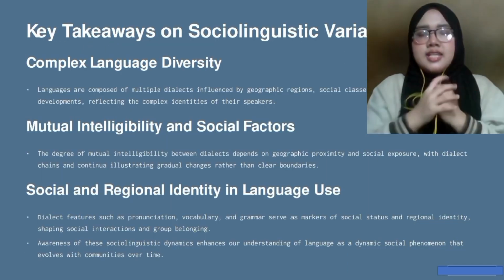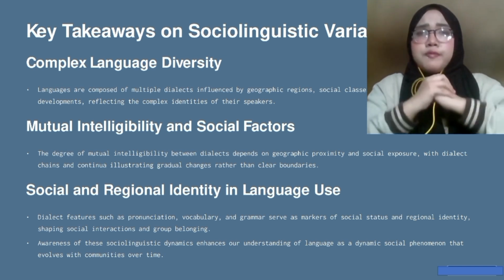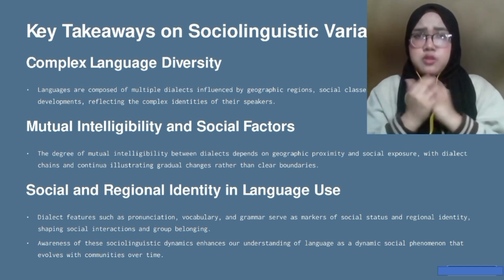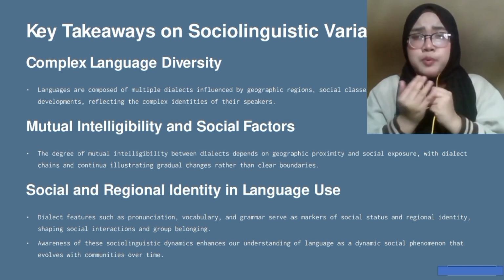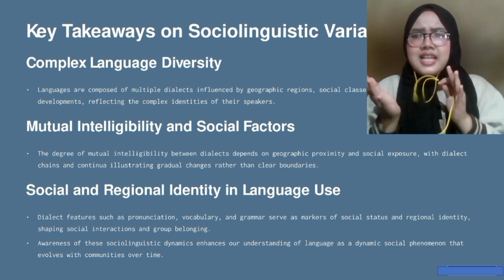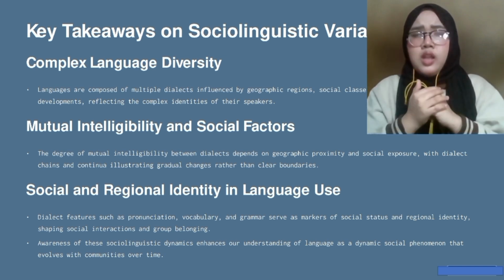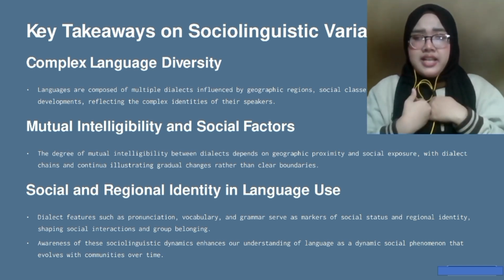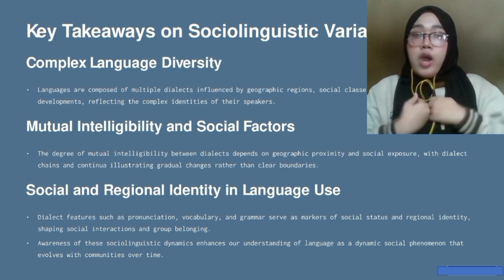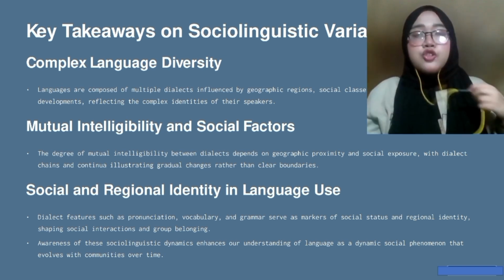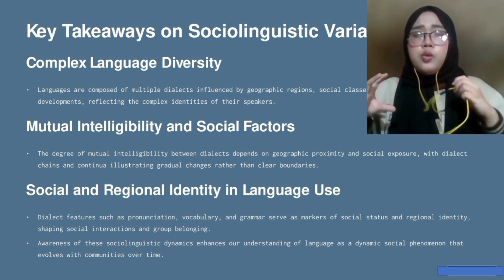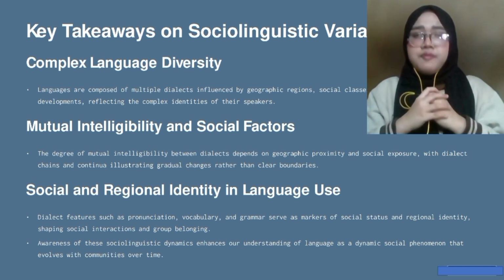To summarize, language is not one fixed thing. It includes many dialects based on both region and social class. Mutual intelligibility shows how dialects can be more or less understandable, and this changes gradually, not suddenly. The way we speak tells people something about us, where we are from, what group we belong to, and even our class or identity. Understanding this helps us see language as a social tool that constantly changes and evolves.